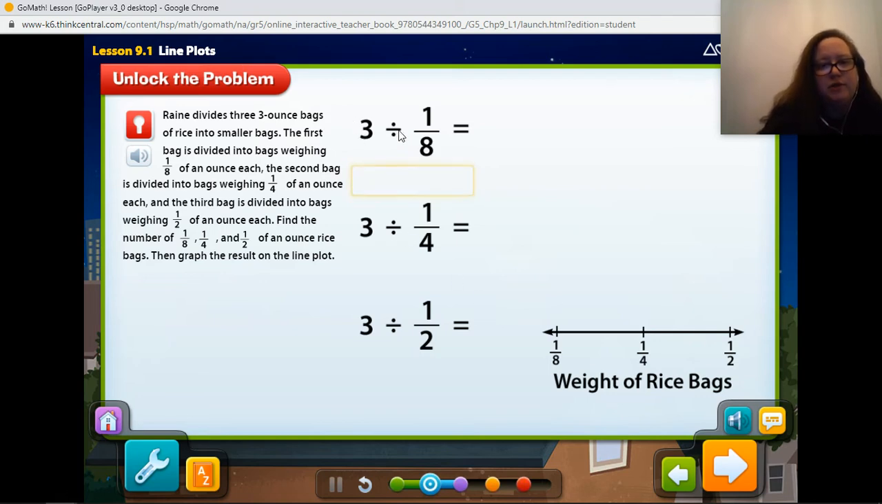You're going to change your division symbol to a multiplication symbol. Then you're going to flip your second number. So it's going to be 8 over 1, or 8. So you get 3 times 8. 3 times 8 equals 24.